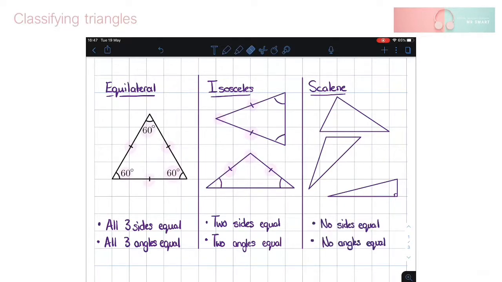Finally, scalene triangles. Scalene triangles have no sides equal and no angles equal. Simple as that. So let's have a look at a couple of questions.